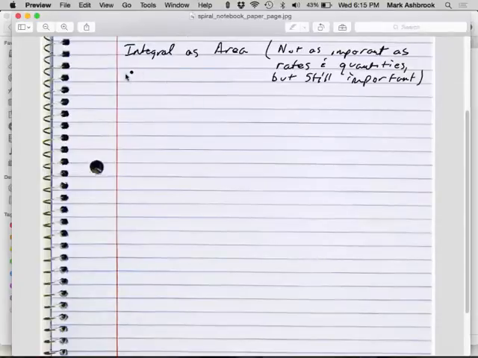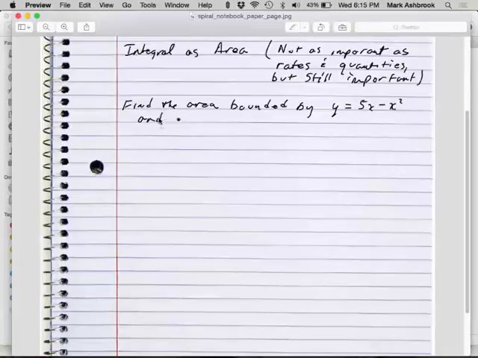Okay, so an example would be: find the area bounded by y equals 5x minus x squared and the x-axis.